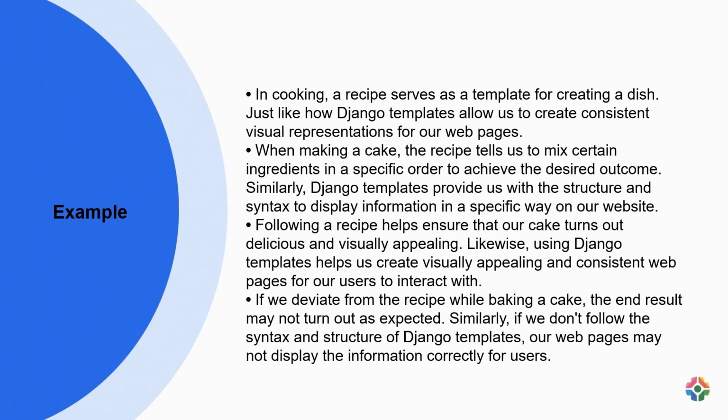In cooking, a recipe serves as a template for creating a dish. Just like how Django templates allow us to create consistent visual representations for our web pages. When making a cake, the recipe tells us to mix certain ingredients in a specific order to achieve the desired outcome. Similarly, Django templates provide us with the structure and syntax to display information in a specific way on our website. Following a recipe helps ensure that our cake turns out delicious and visually appealing. Likewise, using Django templates helps us create visually appealing and consistent web pages for our users to interact with.